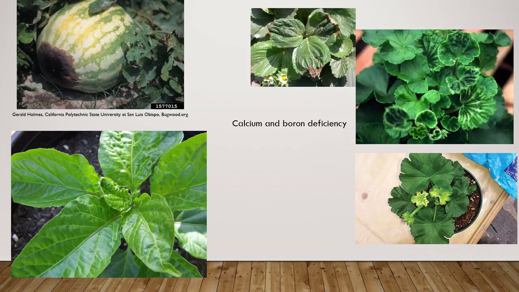Here are some calcium and boron deficiencies, and in the left upper corner you see a watermelon that's got blossom end rot, which you may be familiar with for tomatoes and peppers. The reason this happens is because calcium is not plentiful and the membranes are not developing properly, so the membranes collapse and then fungi move in and take advantage of the situation.